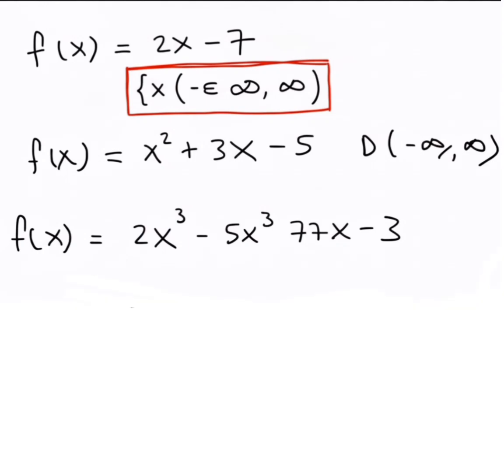Now, whenever you have a function, a linear function such as 2x minus 7, or a polynomial function such as x squared plus 3x minus 5, or another polynomial function such as 2x cubed minus 5x cubed plus 77x minus 3, all of these are polynomials. So any polynomials in the world, their domain ranges between minus infinity to positive infinity. So you should have that at the back of your mind.